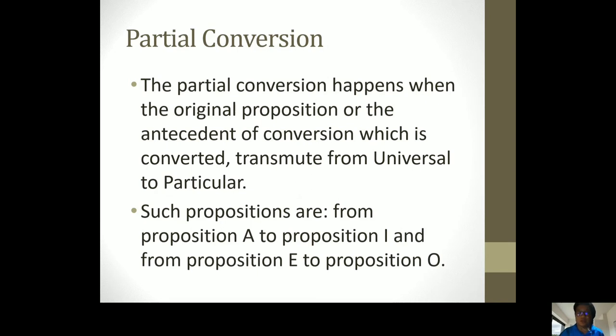Now, let us proceed with partial conversion. When we say partial conversion, it happens when the original proposition or the antecedent of conversion, which is converted, is transmuted from universal to particular. So you're going to change the quantity of your proposition here. Such propositions are from proposition A to proposition I and from proposition E to proposition O. Okay.